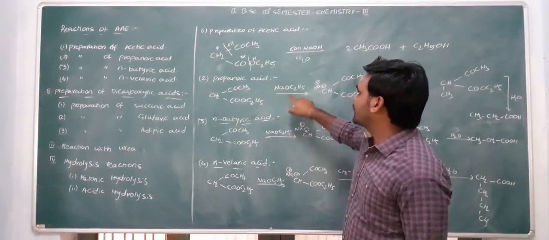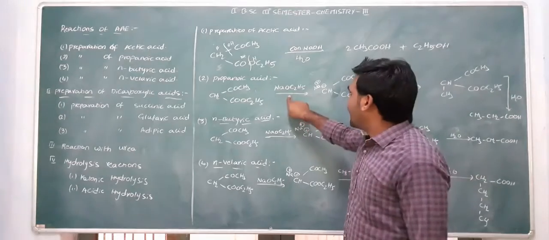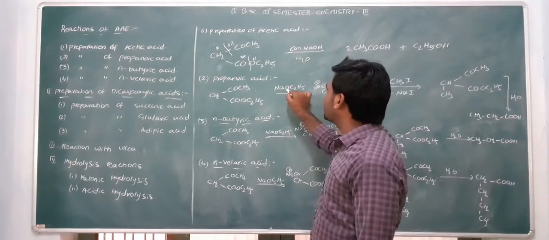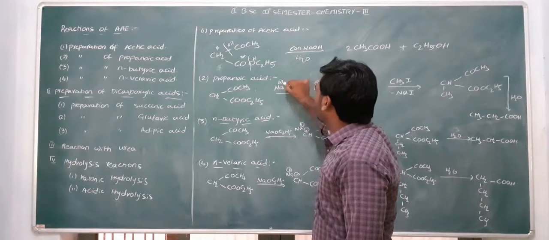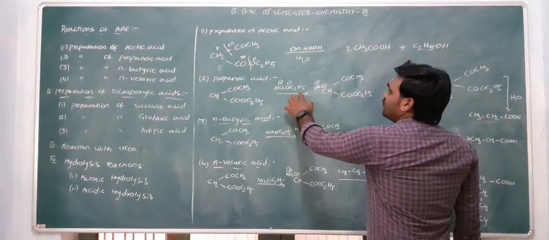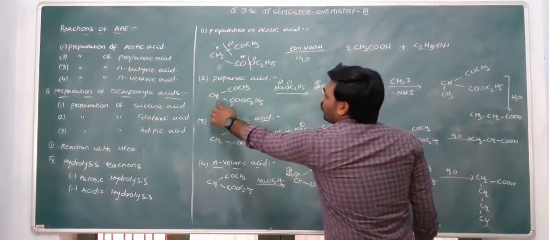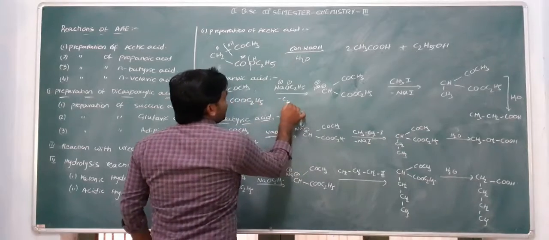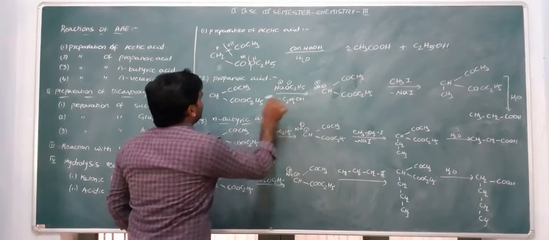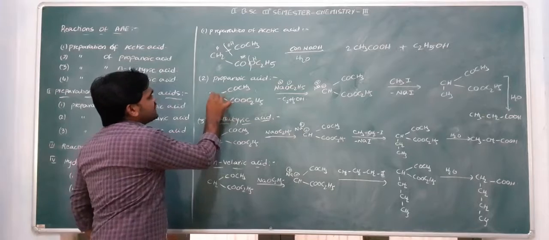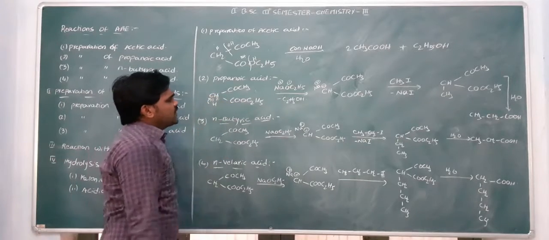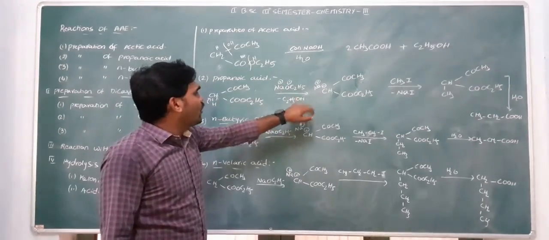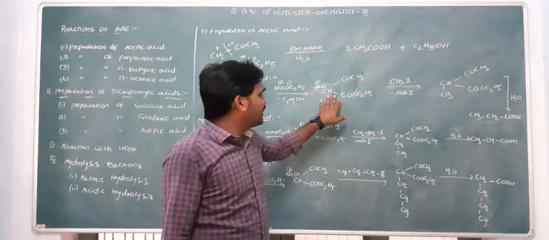Acetoacetic ester is reacted with sodium ethoxide. In sodium ethoxide, Na plus and OC2H5 minus. C2H5O minus abstracts the proton from the CH2 carbon, so it converts into C2H5OH. CH2 becomes CH minus. The H plus proton is abstracted by C2H5O minus and forms C2H5OH.